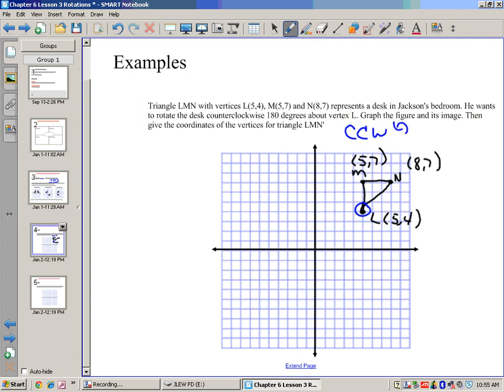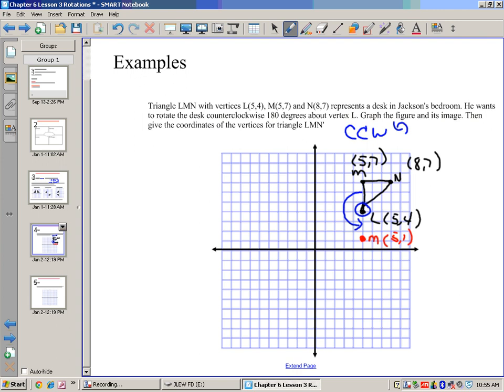So this is moving 180 degrees. We know a straight line is 180, so this line is going to be flipping directly that way. When rotating on a vertice, all points remain the same distance away from that vertice. So let's look at M. M is 1, 2, 3 spots away from L up, so it's going to be 3 spots away from L down. So that's going to be M. M's new spot is going to be 5, 1.